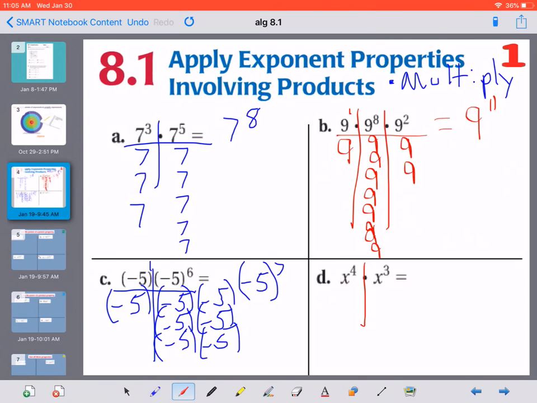Next one, we just have x's, but we're just saying that we have 4 x's. So x, x, x, and x. This one we're saying we have 3 x's. So 1, 2, 3, 4 x's plus 1, 2, 3 x's gives us x to the 7th power.